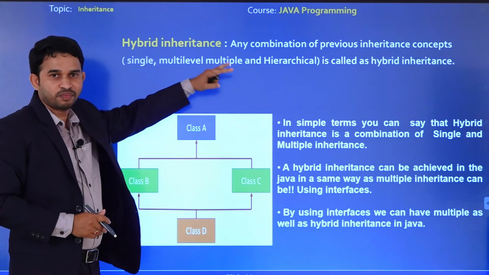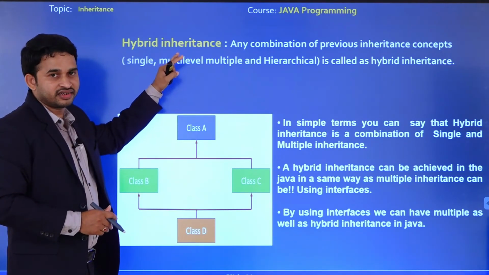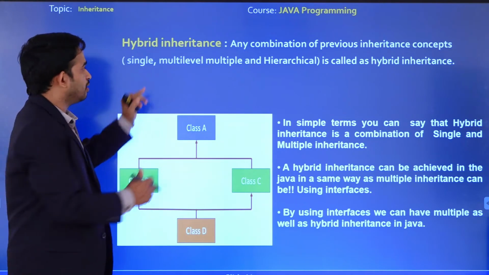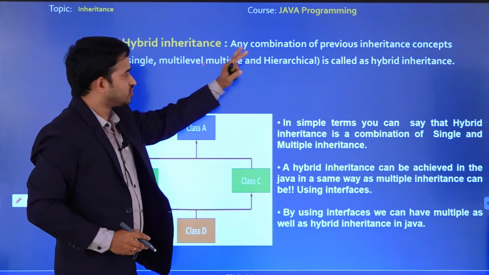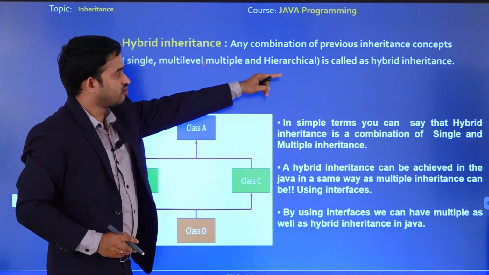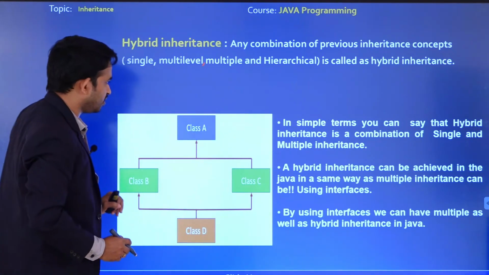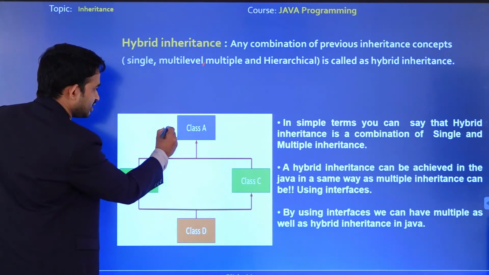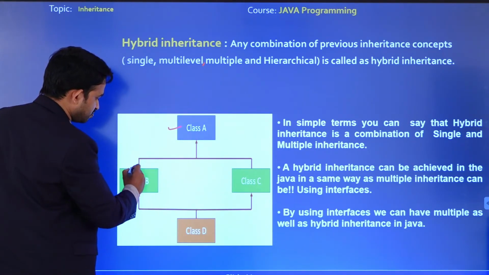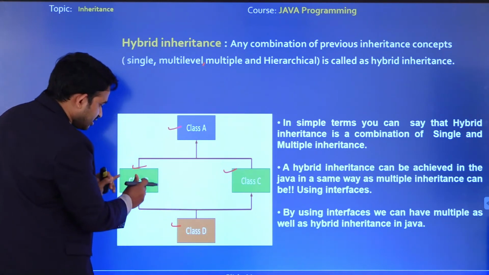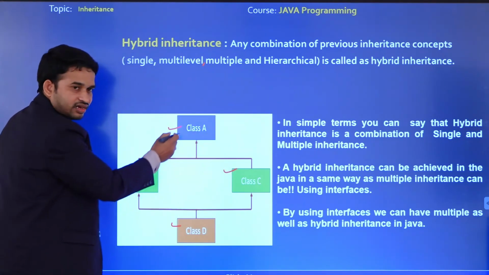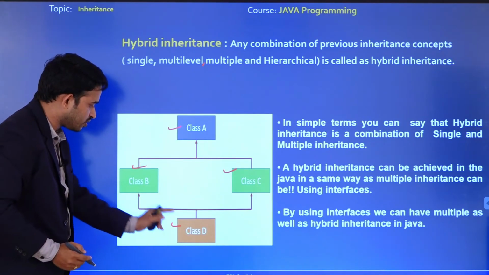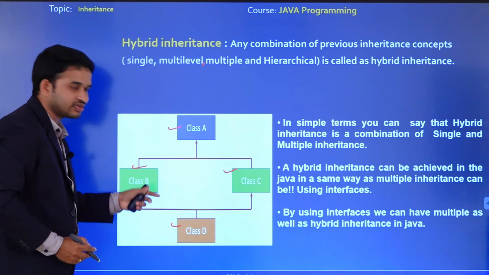It is a combination of previously learned inheritance types, right? What are the types? Single, multi-level, multiple and hierarchical. Any combination of these four we call hybrid inheritance. For example, here class B and class C acquire the properties from the same class A, we call that hierarchical. Here class D acquires the properties from two parent classes, we call that multiple.